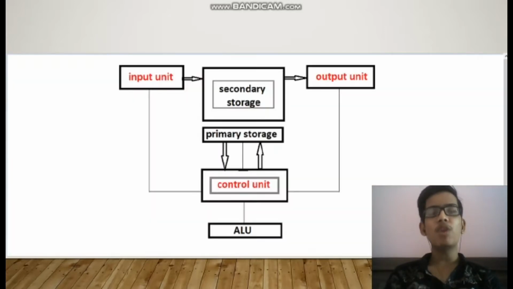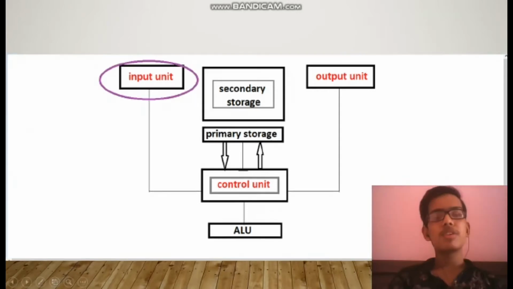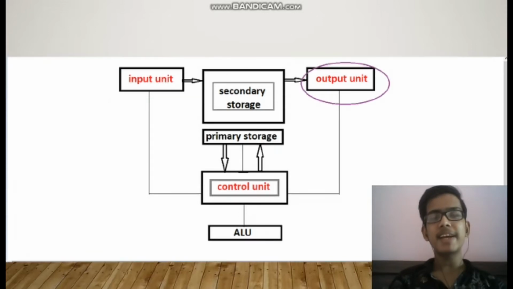So this is the block diagram. There are many components in the block diagram. We will see each briefly. So this is the input unit. Everything that the user enters into the computer through keyboard, mouse and any input device, it converts from human readable form to computer readable form. Then second is the output unit. Output unit is the reverse of input unit. It converts computer readable form to human readable form.